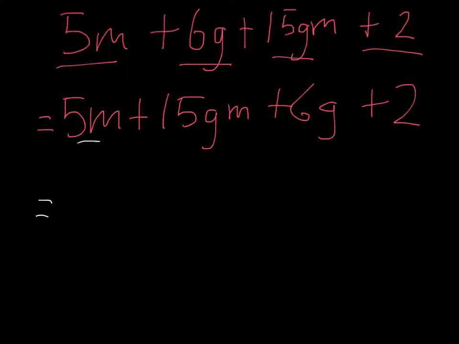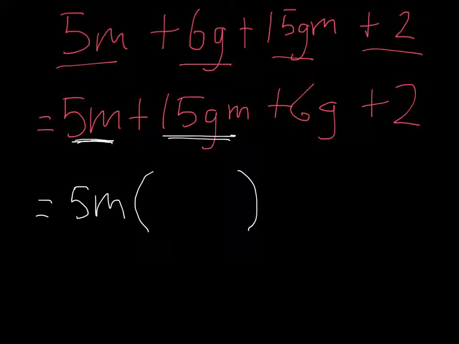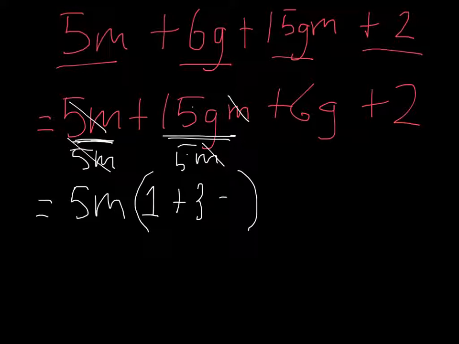Now looking at the first two here, you can see that the highest common factor between those two is 5m. You can divide both of them by 5m. So we're looking to factorise the expression again. Divide 5m by 5m. Something divided by itself is always 1. And in this case, 15gm divided by 5m, the m's will cancel out. 15 divided by 5 is going to give you 3. So 1 plus 3g.